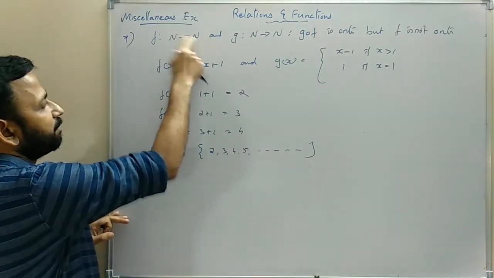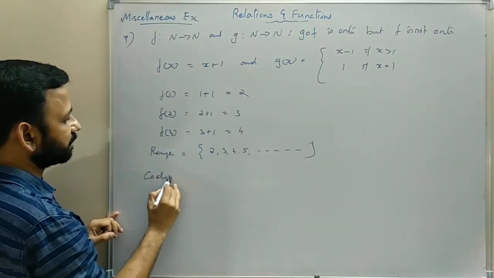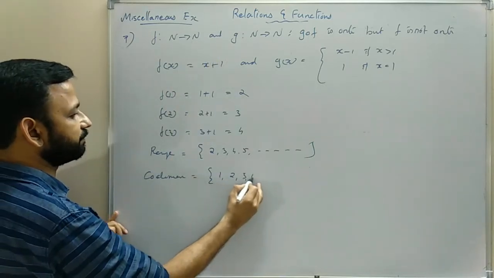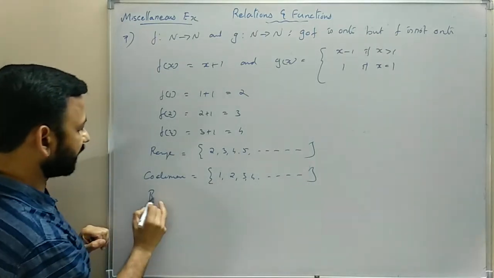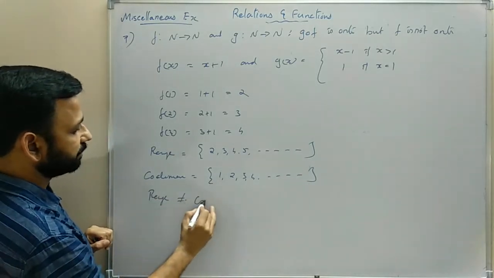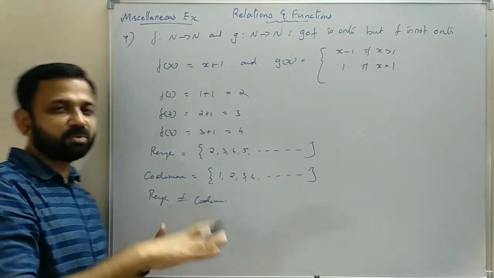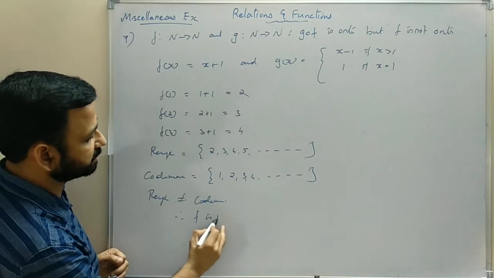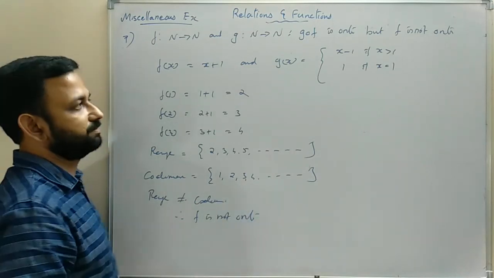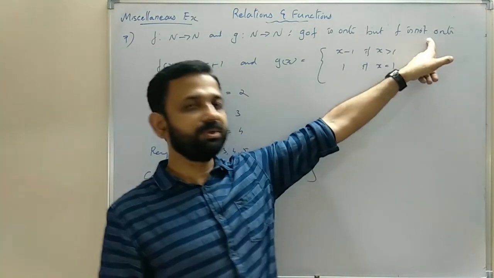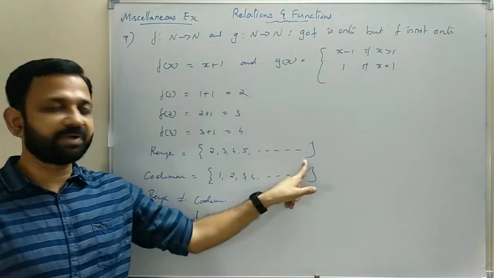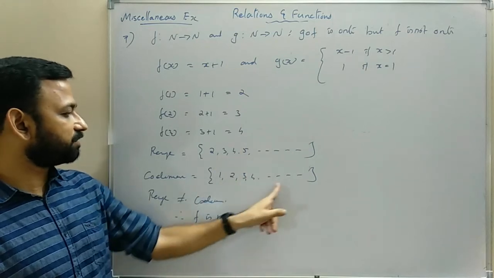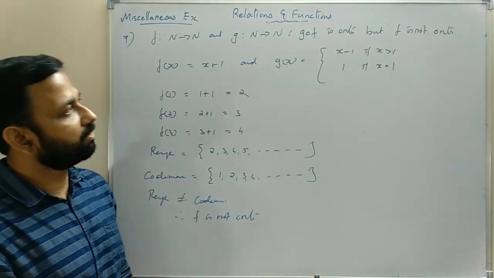But the codomain is equal to the set of natural numbers, that is 1, 2, 3, 4, 5, etc. So here the range is not equal to the codomain. Range and codomain, both of them are different. Therefore, this function f is not an onto function. So here f is not onto. The range is equal to 2, 3, 4, 5, etc., but the codomain is the set of natural numbers. Therefore, f is not an onto function.